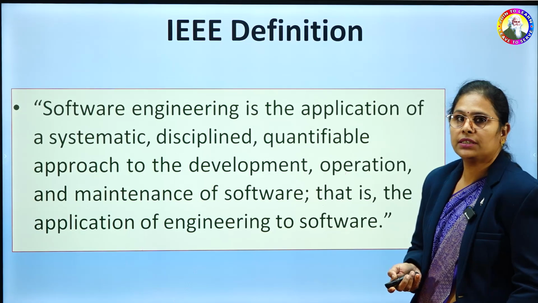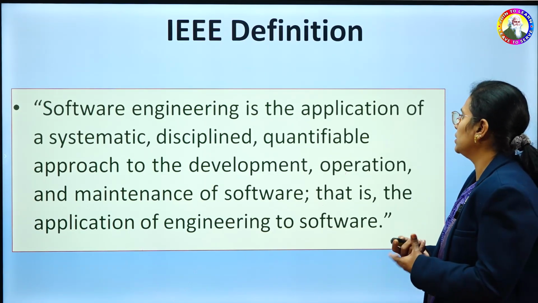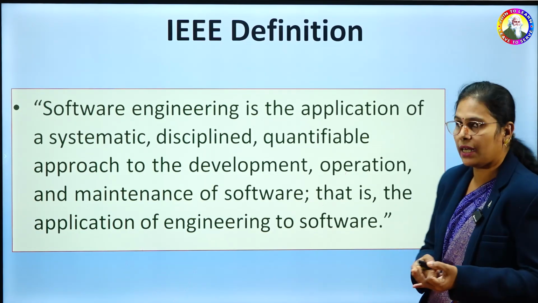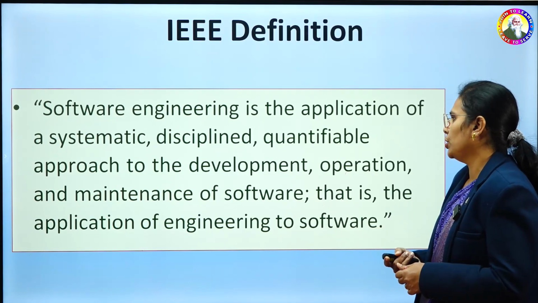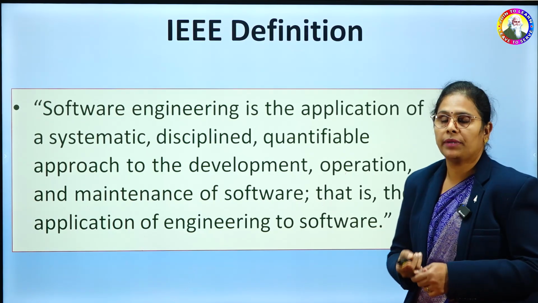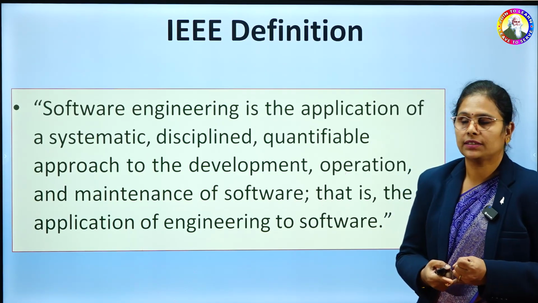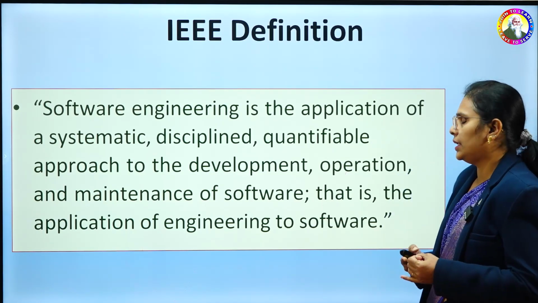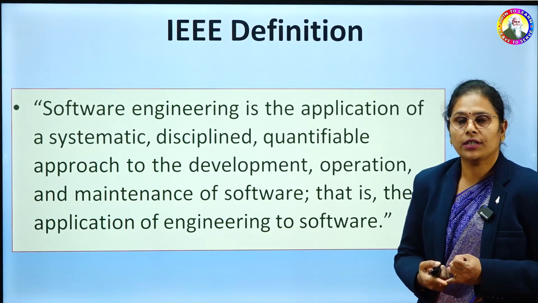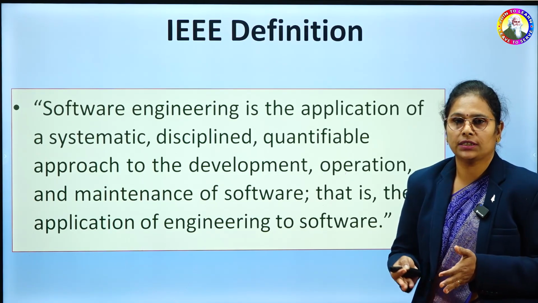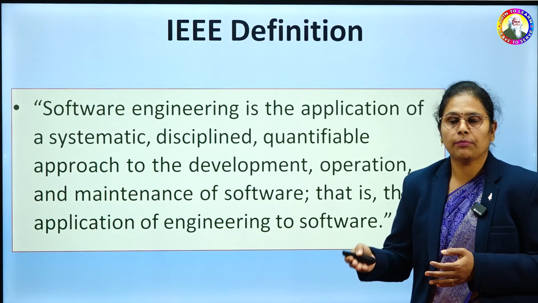Now, the IEEE standards define that software engineering is the application of a systematic, disciplined and quantifiable approach to the development, operation and maintenance. So development is the first thing. After development, the developed project has to be in an operational manner. Then after it has been in the operational phase, the next stage is maintenance.